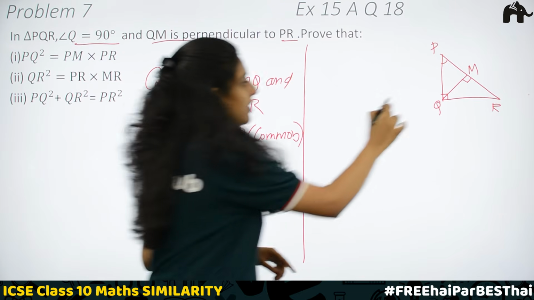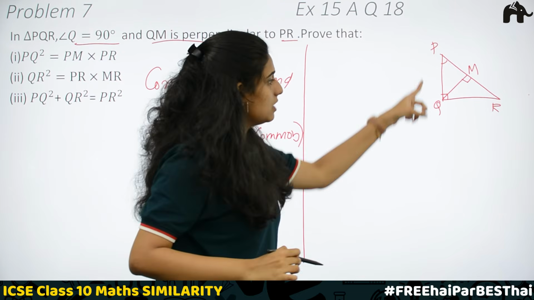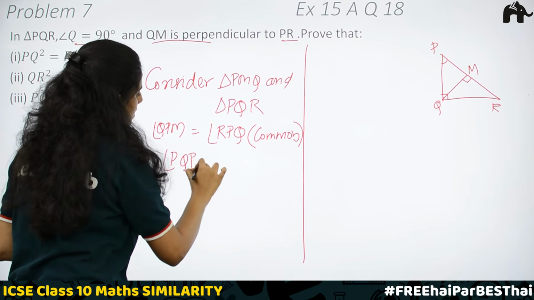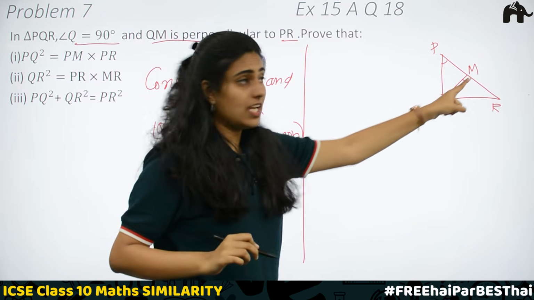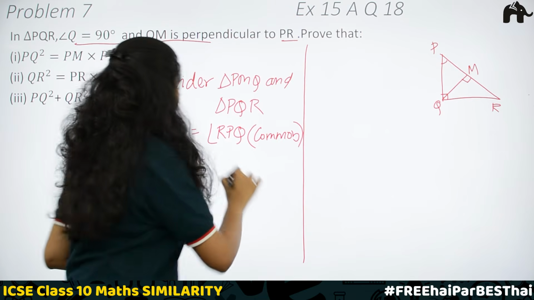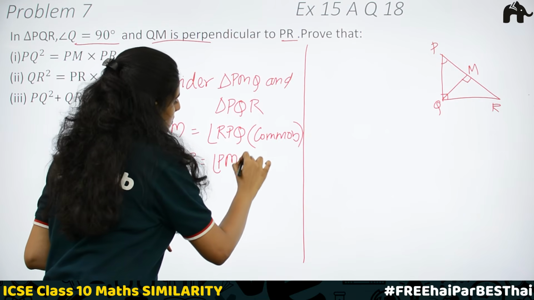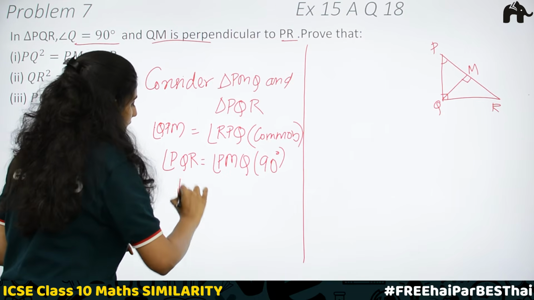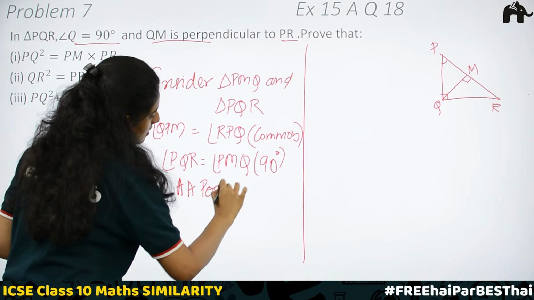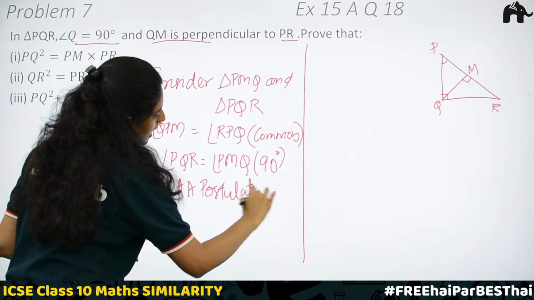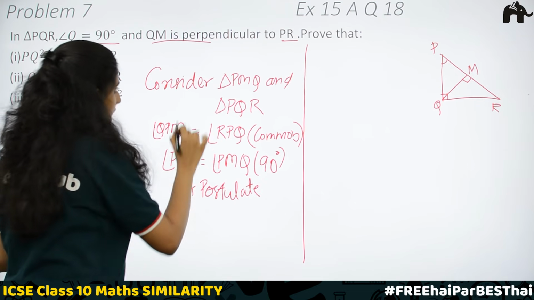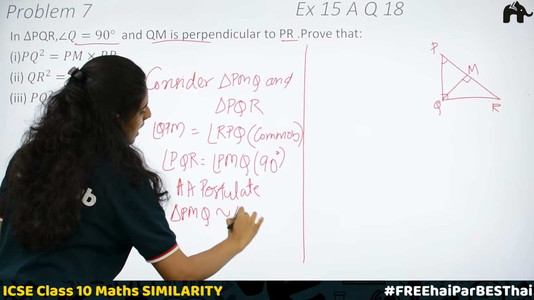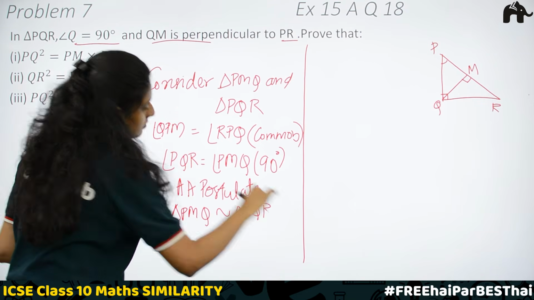Next, we need one more angle to show the AA postulate. Yes, here we have a 90 degree angle PQR. Angle PQR is equal to 90 degrees, and here again we have angle PMQ, 90 degrees. So using the AA postulate, we have proved that triangle PMQ is similar to triangle PQR.